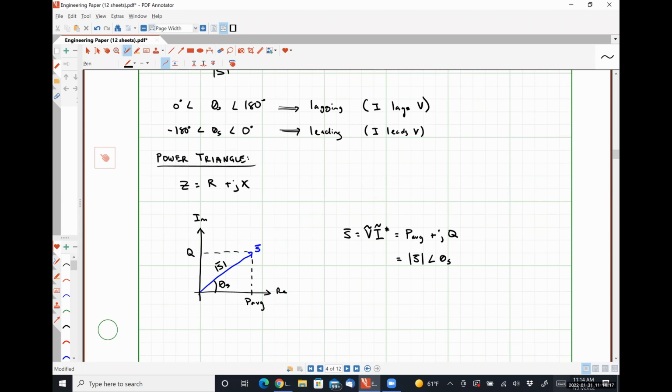So our power triangle has, in this simple graphical representation, our average power, our reactive power, our apparent power, and our power factor angle. We can also tell just by looking at our power triangle whether or not we have an inductive load or a capacitive load, right? So the fact that this theta S lies in the first quadrant means that theta S is positive, and therefore this represents a load that is operating at a lagging power factor, right?